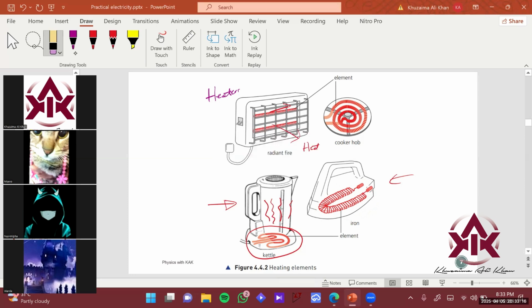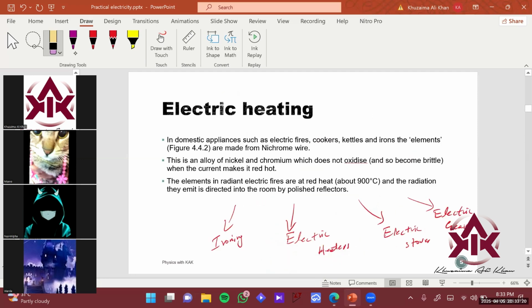So if it makes sense, give me a thumbs up. How does electric heating work? Okay, makes sense to me. Makes sense to Varta. Okay, that's good, right?